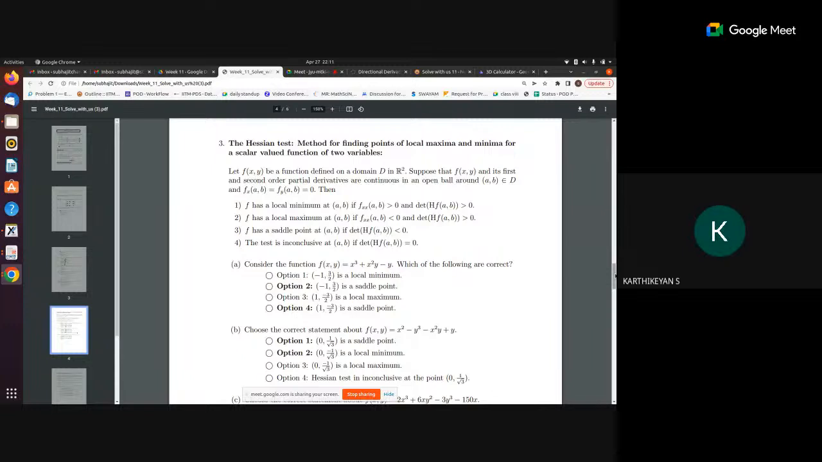This Hessian test. All those criteria, will they be provided, or should we remember them? For example, the double derivative being greater than zero, and then those actual tests. This we should remember. It is nothing very difficult. If the determinant is greater than zero, then it is either a maximum or a minimum. If it is less than zero, then it is a saddle point. That is all very clear.